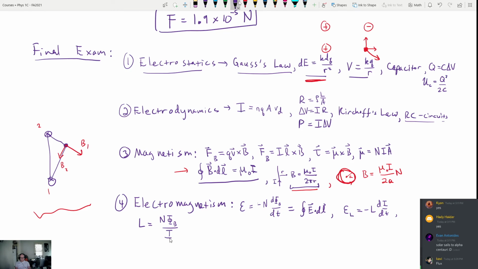Flux. Yeah, I mean, you know, Gauss's law, right? We know that flux phi E is the integral of E dot dA, that kind of stuff. And obviously magnetic flux shows up down here. We learned about back EMF. We learned about, what else did we learn with inductance? We learned about transformers.